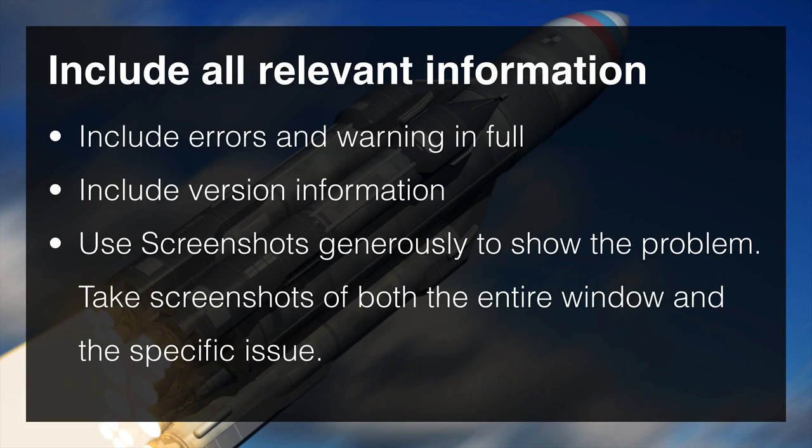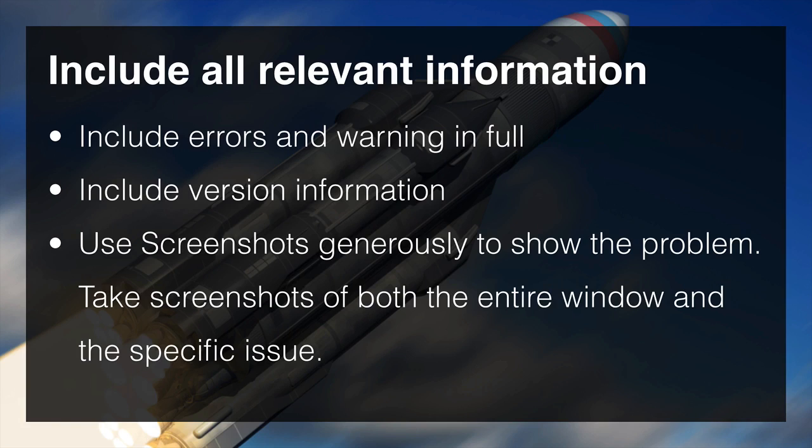Now, make sure you include all the relevant information, including the errors and the warnings in full. If you have errors and warnings, add them in full. Include the version information for the products you're using. In our case, it's going to be Unity. It's quite important. Version information matters a lot. Different versions will have different programming APIs, so that means they have different ways of doing the same thing, and we need to know which version to look at to answer your question.